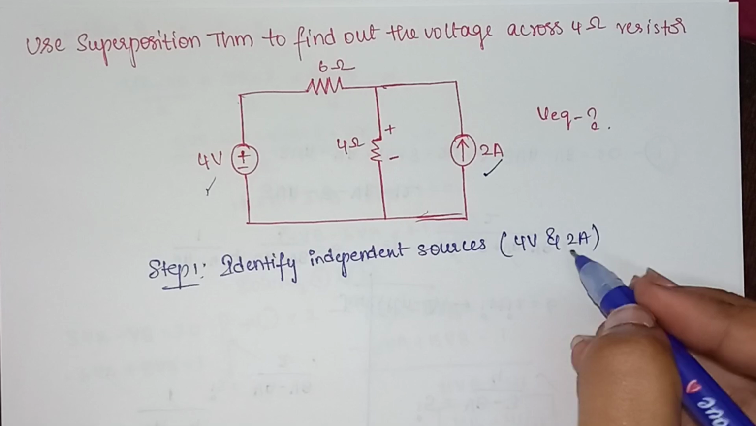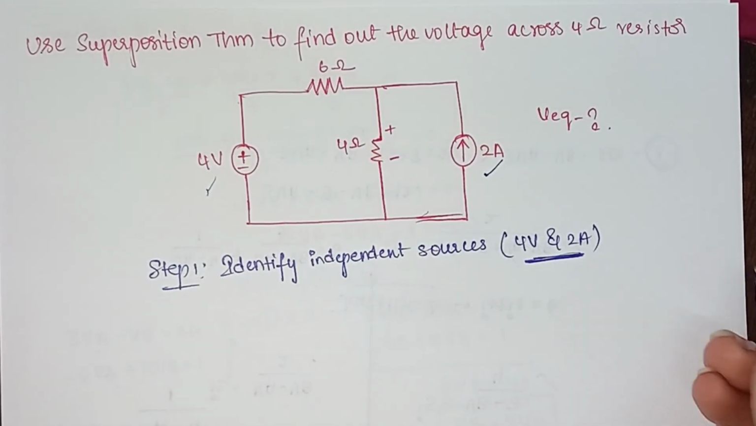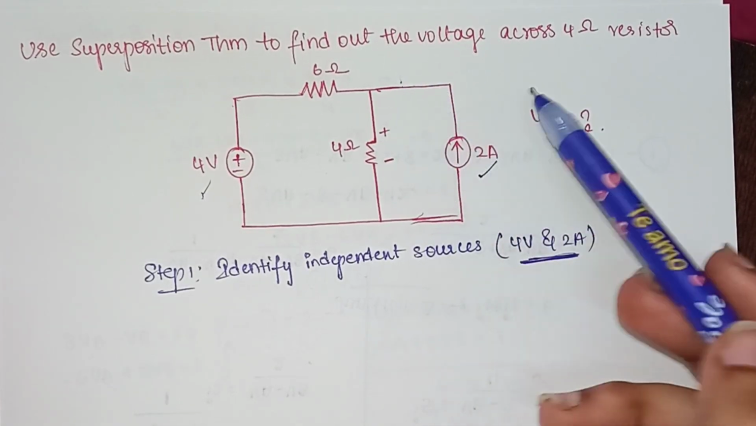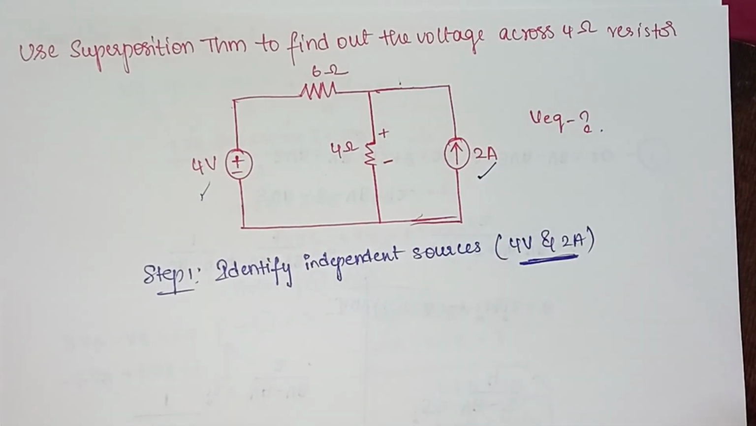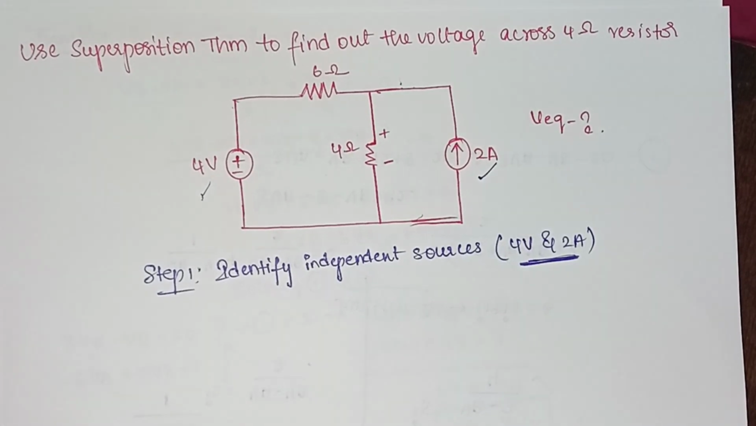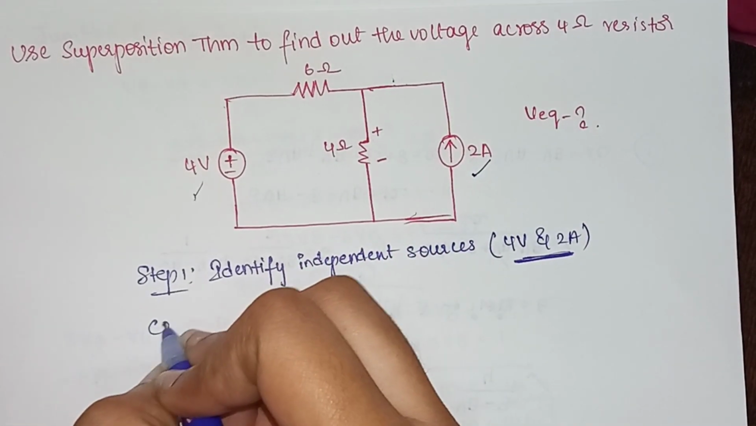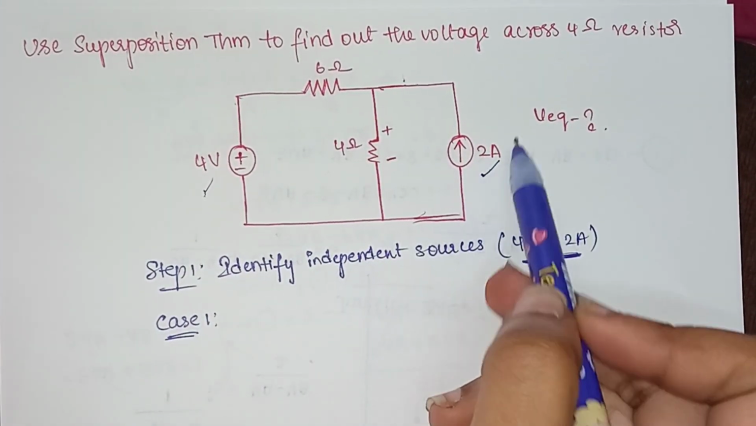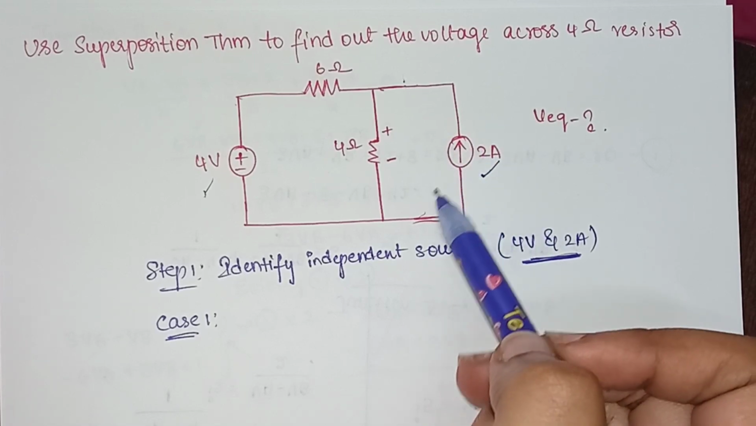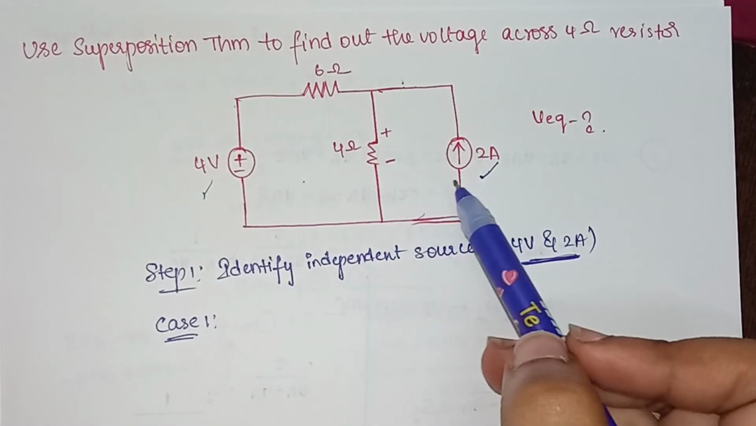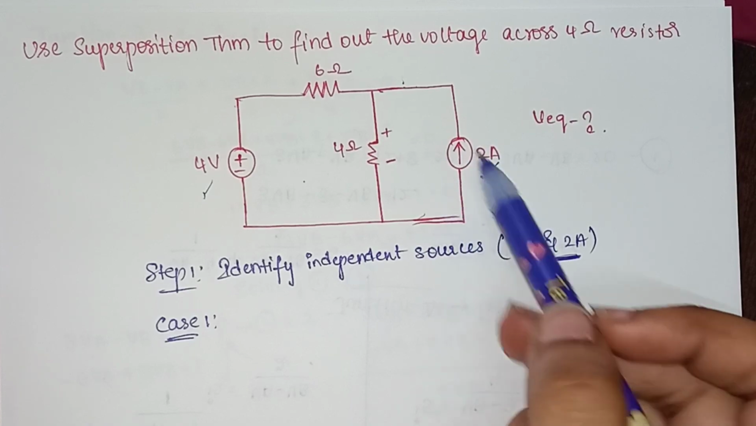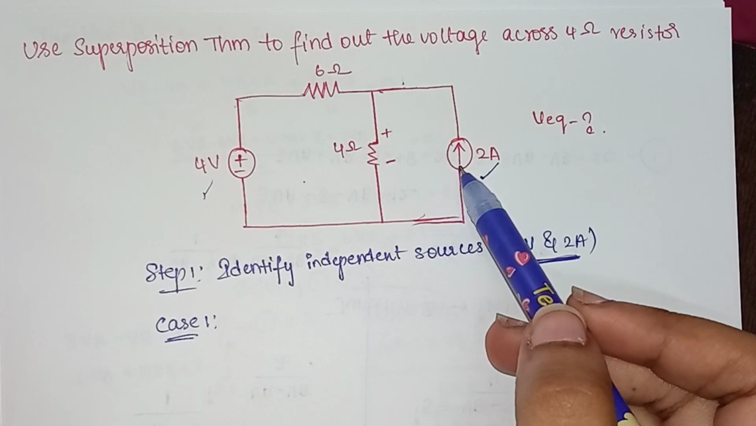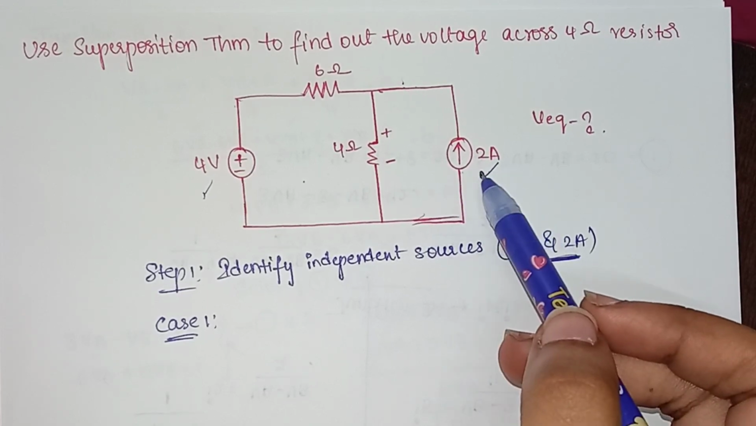Now, since we have 2 independent sources, we'll use 2 cases in this problem. Suppose we had another voltage or another current, we'd use 3 cases. However many independent sources there are, that many cases we'll use. So for this particular problem, we'll use only 2 cases. In the first case, I'll remove the 2 amperes of current and solve for the voltage. Since we are removing current, it will be an open circuit.